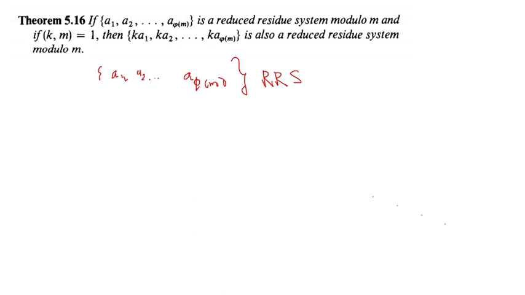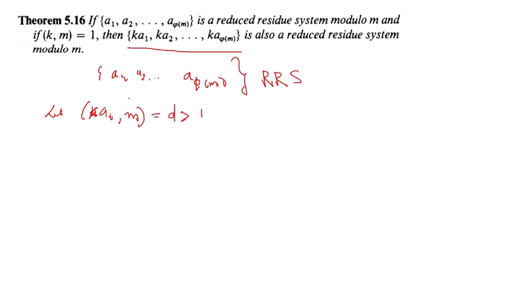So we have to prove that the collection ka1, ka2, etc., ka phi of m is also a reduced residue system. We already know that ka1, ka2, etc., are a complete residue system. So it's enough to show that they are relatively prime to m. So we take kai and m. Suppose GCD of kai and m is d, which is strictly greater than 1. Then we'll get a contradiction.